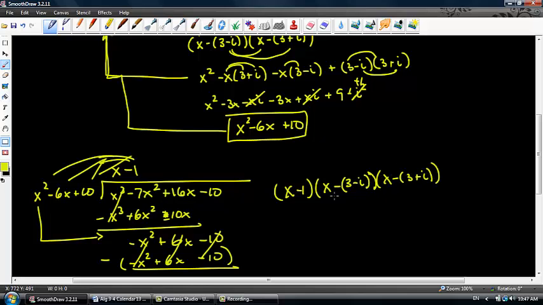Now this step here you don't need to take care of really. I'm just showing you what it looks like. This will give me x equals 1. This will give me the 3 minus i, and this will give me 3 plus i. And there are your three roots right there.